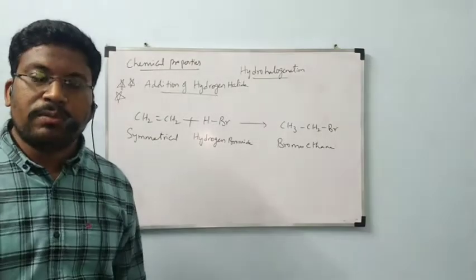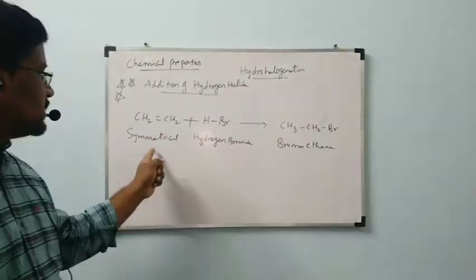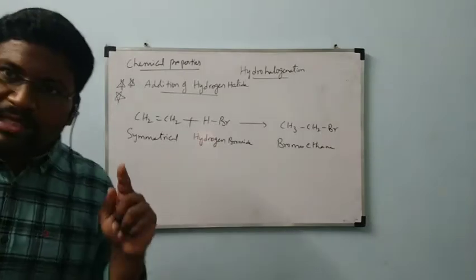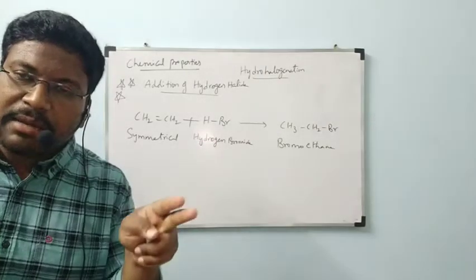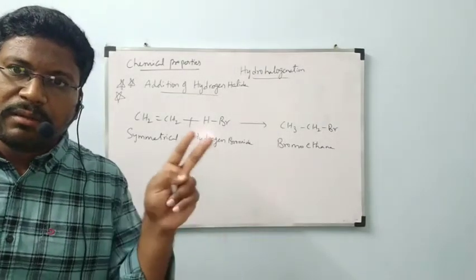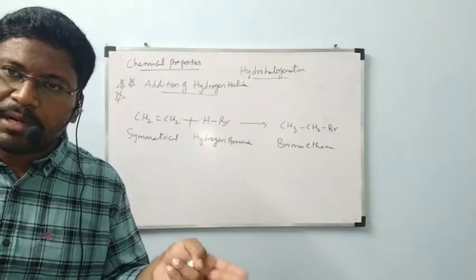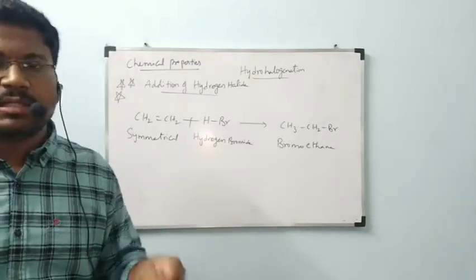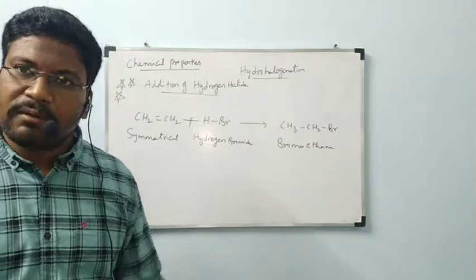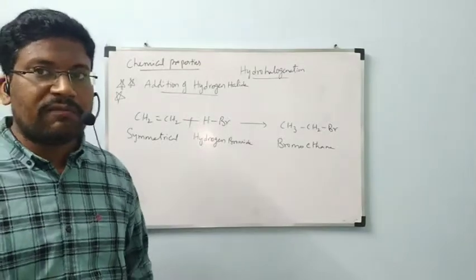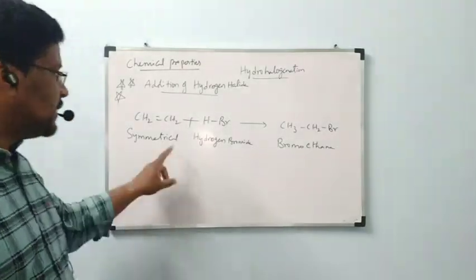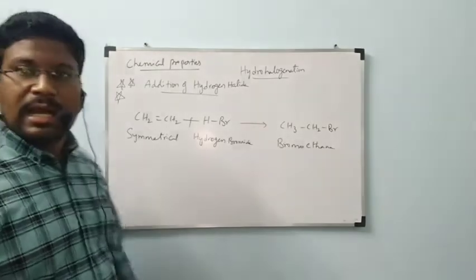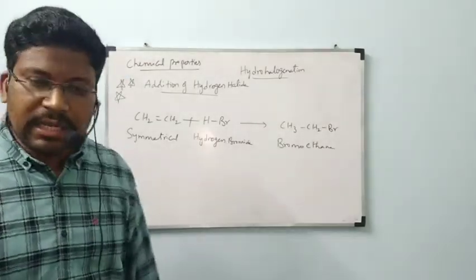This is symmetrical. So to the symmetrical alkene, hydrogen can be added to any carbon, and bromine, that means the negative part, is added to any carbon. In the same way, no problem, we will get the same product only. No need of any rule for this symmetrical alkene. But when we take an unsymmetrical alkene, the problem will come. Let us see, all of you.